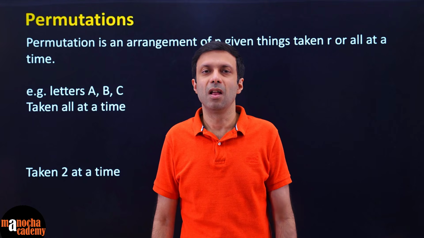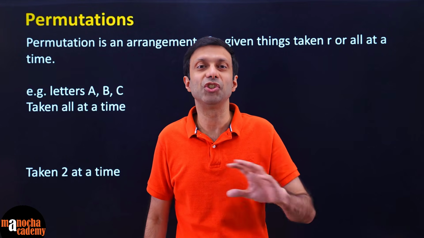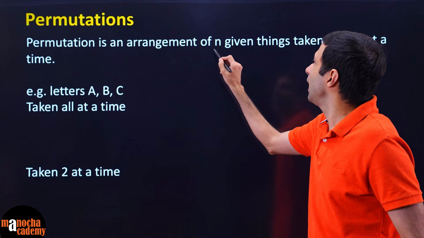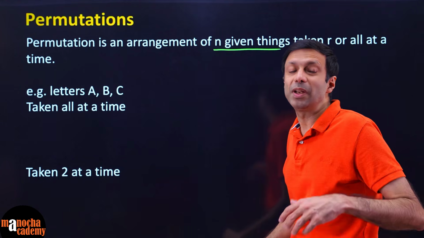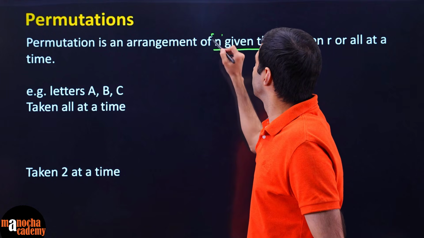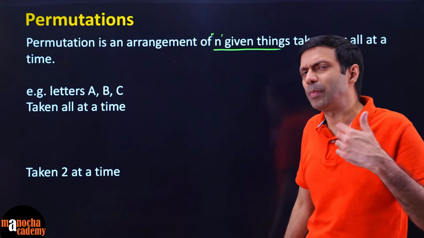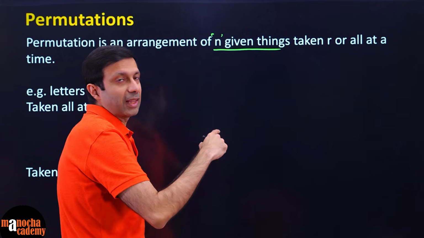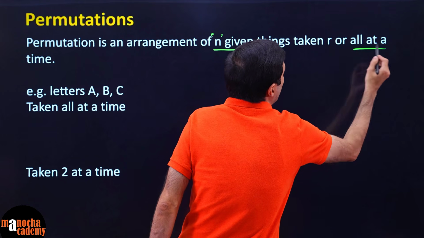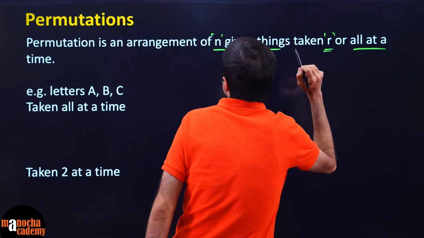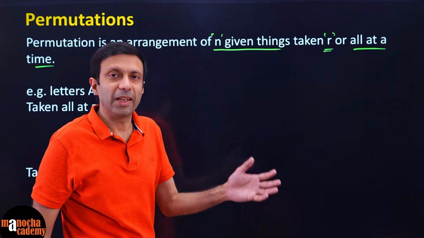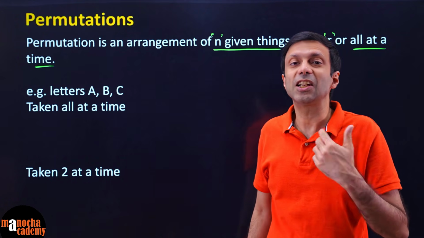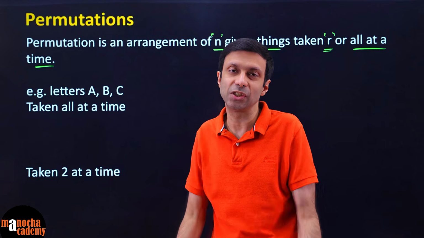Now let's understand permutations in a general way. We can say permutations is an arrangement of n given things. So let's say you've been given n objects, right? And these objects could be letters, digits, flags, whatever. And you take them all at a time or you take only r at a time. So either you're taking all the n objects or a subset of that, r of them. Then how many such arrangements or how many such permutations can we have?